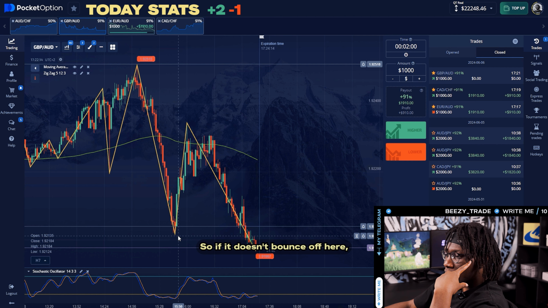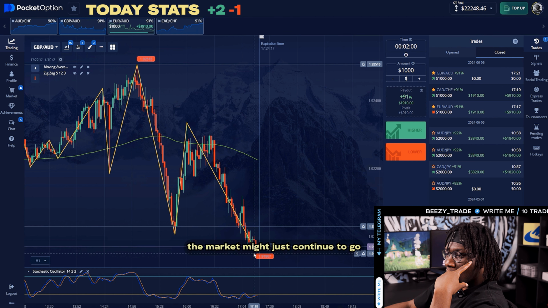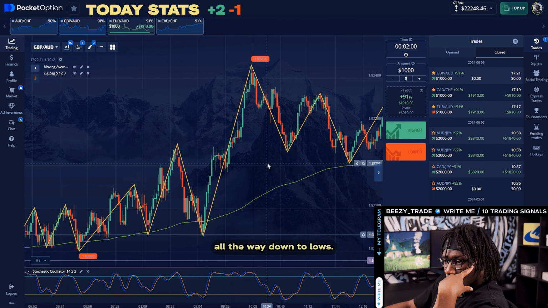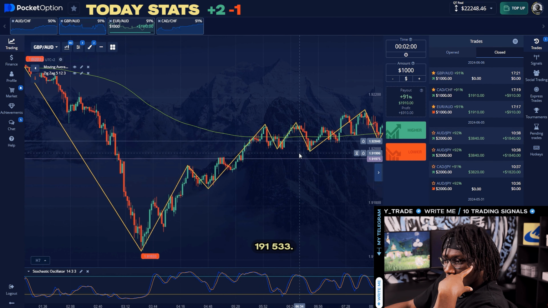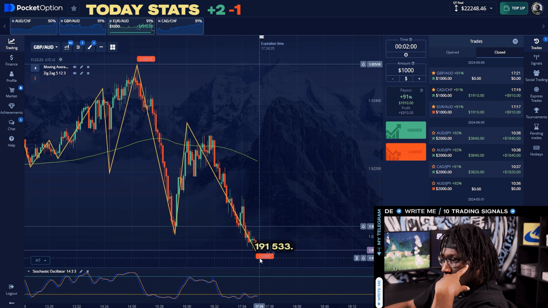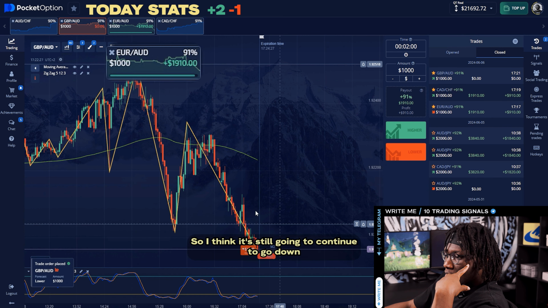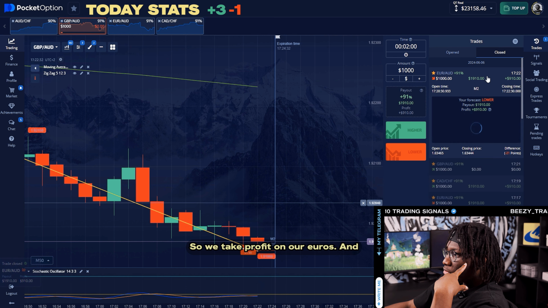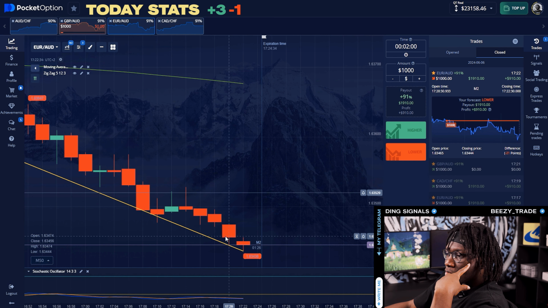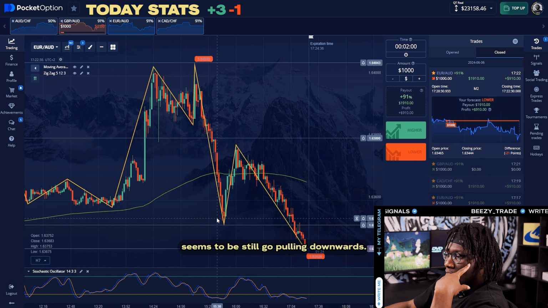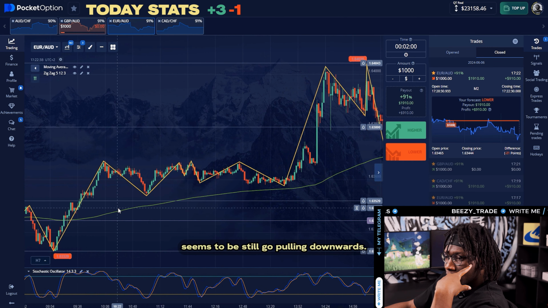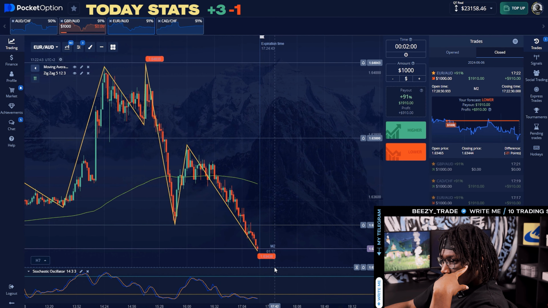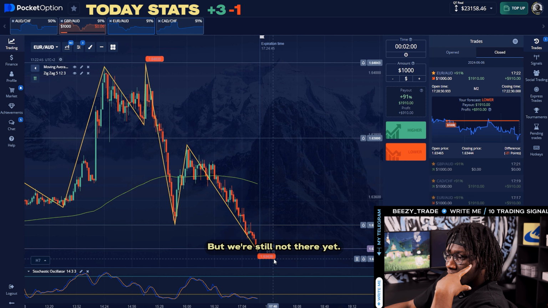So if it doesn't bounce off here, the market might just continue to go all the way down to the lowest point, 192 here, 191,533. So I think it's still going to continue to go down to that point. So we take profit on our euros, and AUD really seems to be still pulling downwards. We're expecting it to touch 16329, but we're still not there yet.